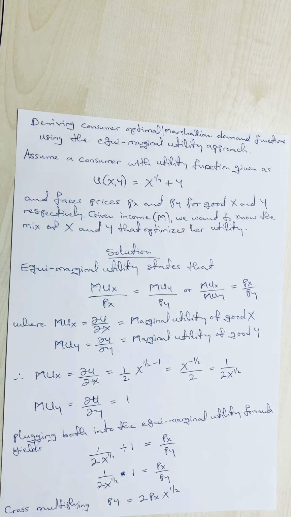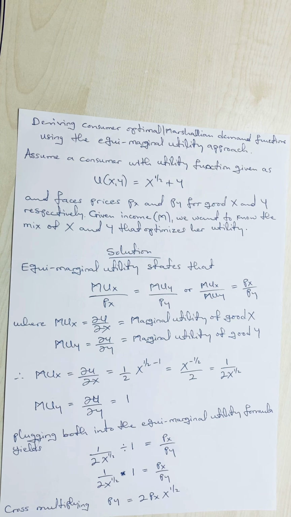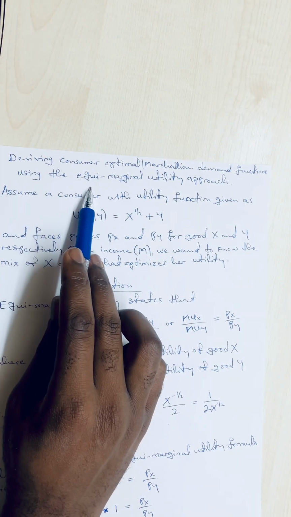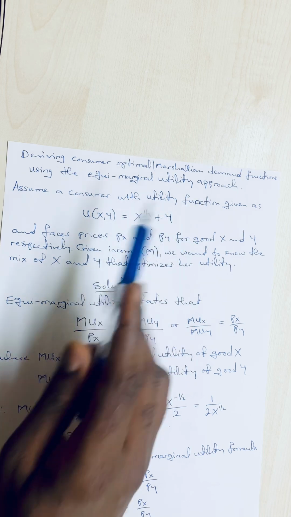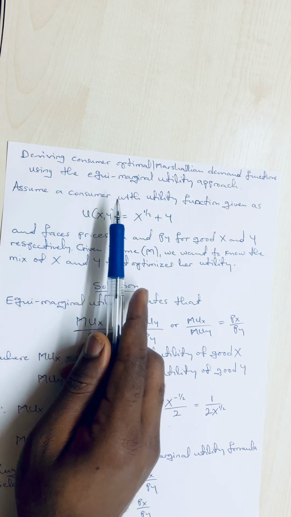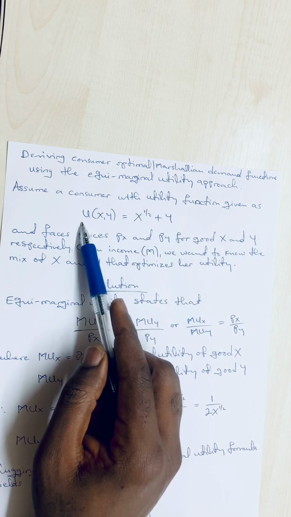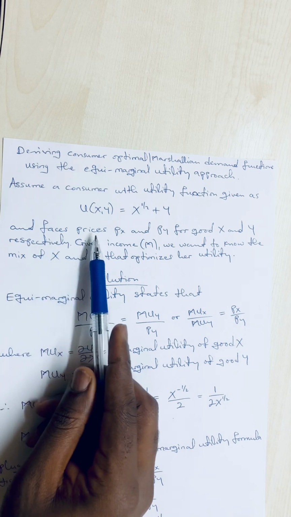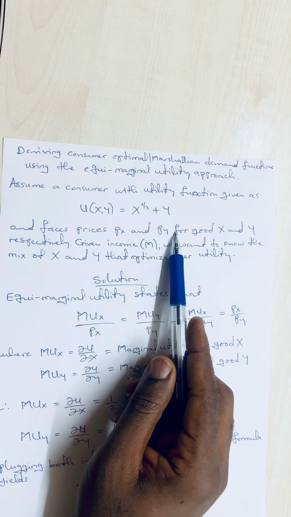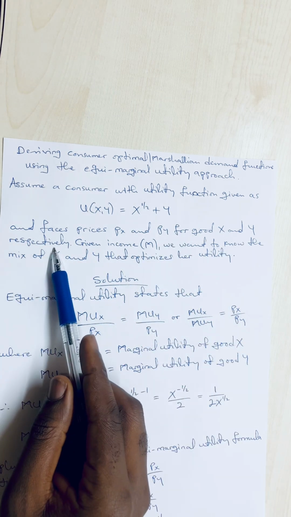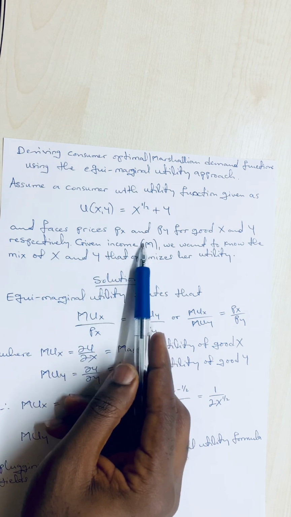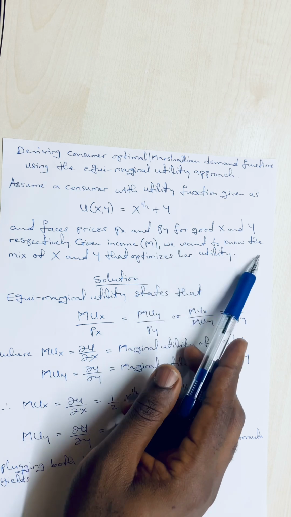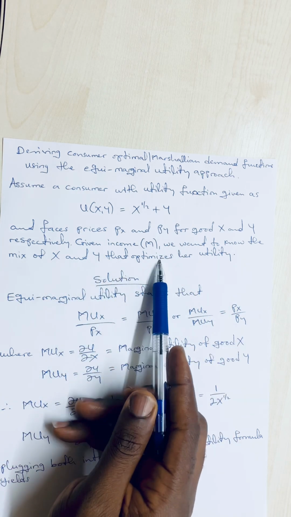In this video, we shall show how we derive the optimal or Marshallian demand function of a consumer using the Equi-Marginal utility approach. Again, assume a consumer with utility function U(x,y) equals x^(1/2) plus y, and faces prices px and py for goods x and y respectively. Given our income, we want to know the mix of x and y that optimizes our utility.